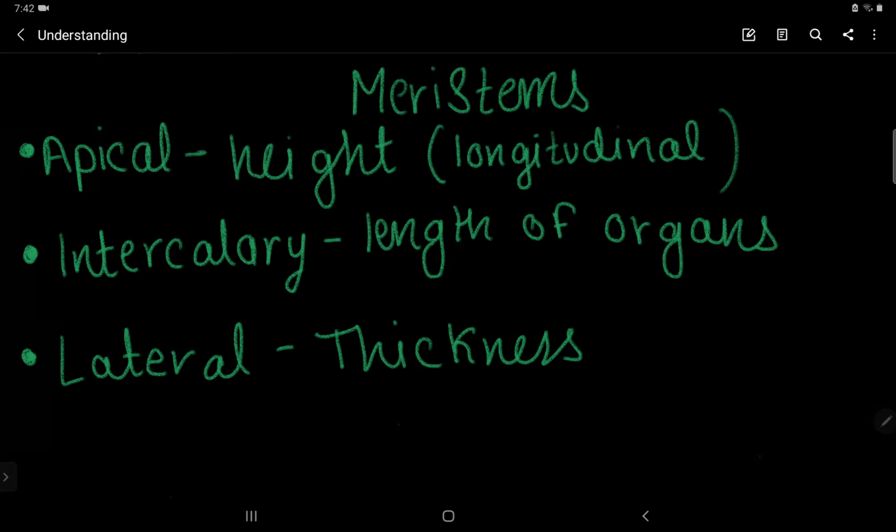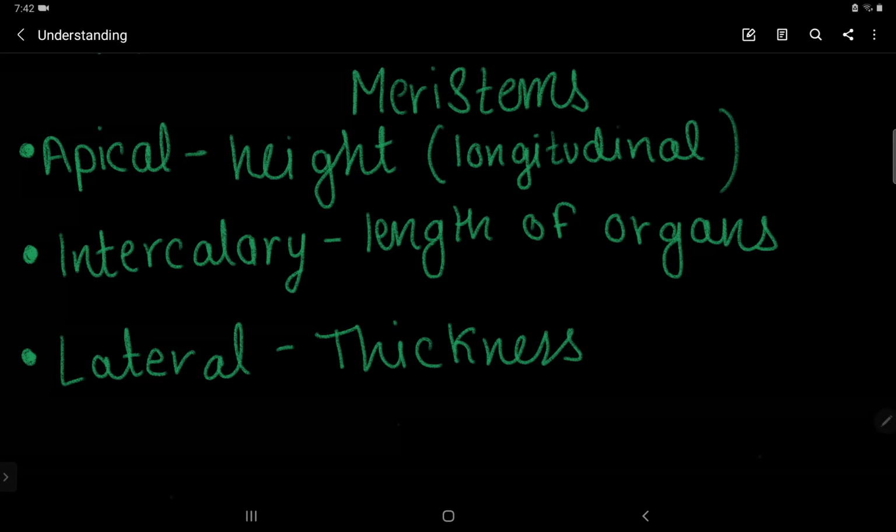Now let's see intercalary meristem. Intercalary meristem is placed between two permanent tissues. Actually, it is a part of the apical meristem which gets separated from the apex during growth. Such meristems are found in monocot stems, leaves, sheaths, and between nodes and internodes. They help in increasing the length of the organs.